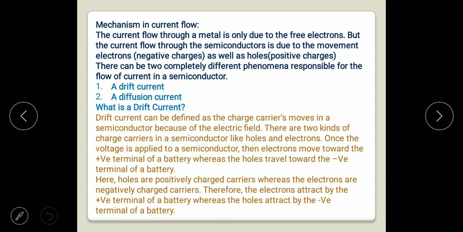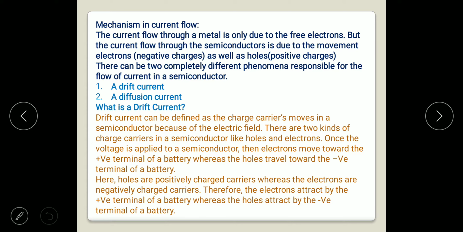Mechanism of current flow. A current flow through the metal is only due to the free electrons, but the current flow through the semiconductors is due to the movement of electrons, that is nothing but the negative charge carriers, as well as the holes, that is positive charge carriers. There can be two completely different phenomena responsible for the flow of a current in a semiconductor. First is a drift current and second one is the diffusion current.